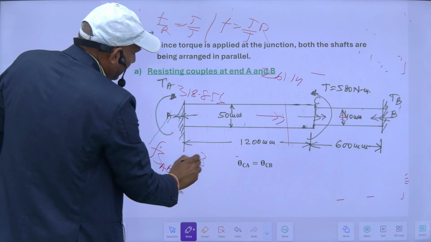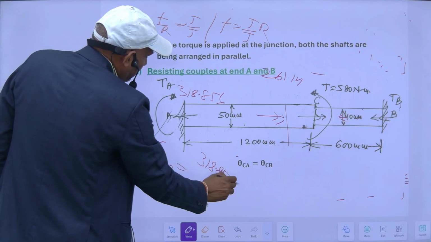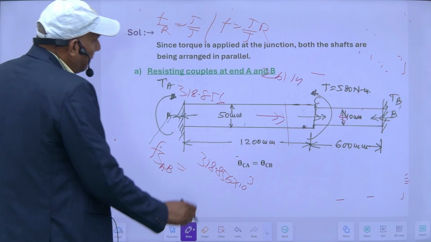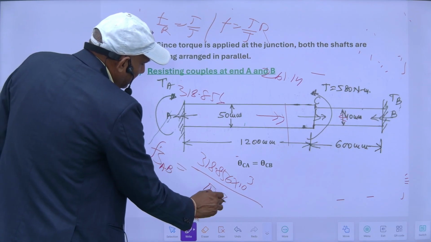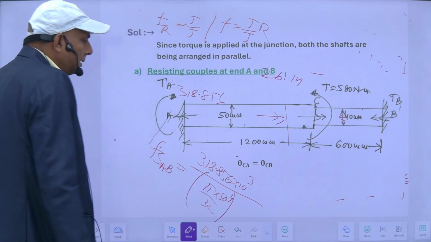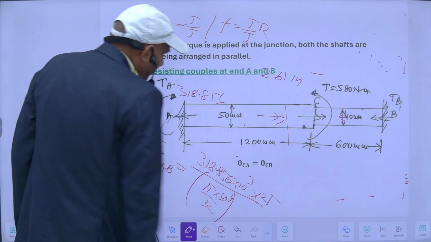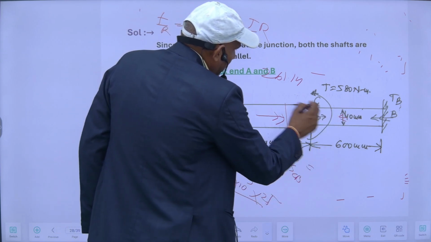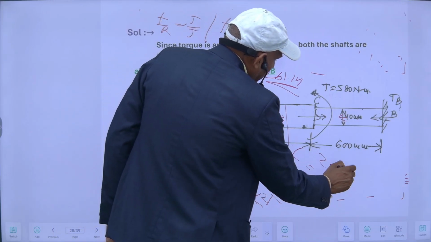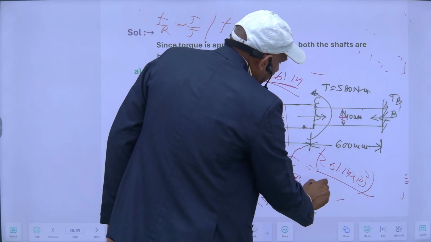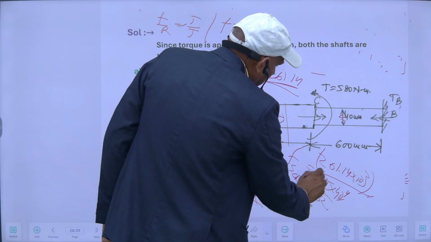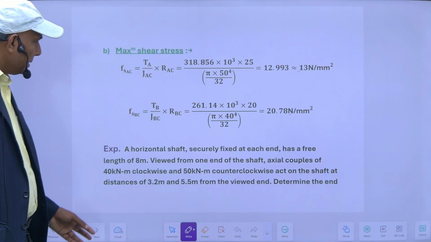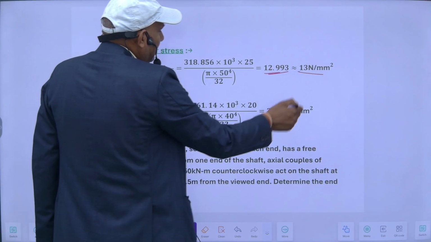So T here is 318.856 in Newton meter, multiplied by 10 raised to the power 3, we will get in Newton mm, upon J. J of this is equal to this much into R. R is the radius. Radius of this will be 25. So with this I will get Fs of AB. So Fs of CB portion will be T. T of this is equal to 261.14, this is in mm, upon its polar moment of inertia is equal to this much into its radius, that will be 20. So with this you can calculate the respective shear stresses, and this will be equal to this much and this much.